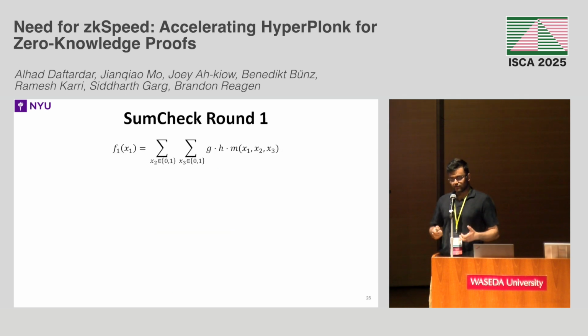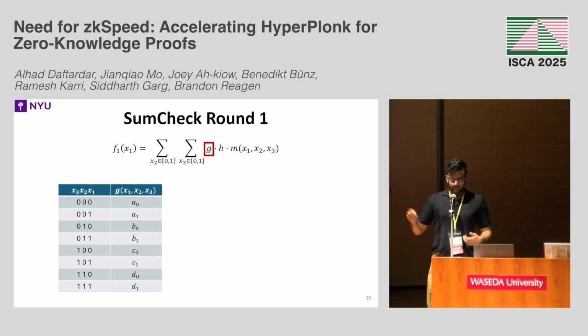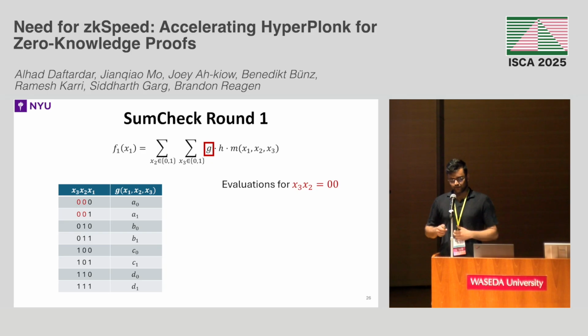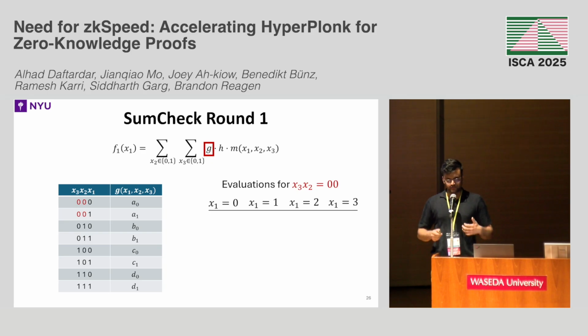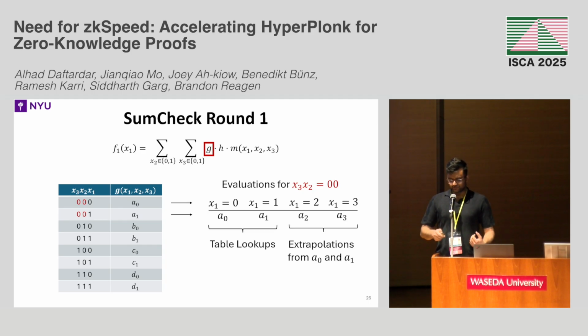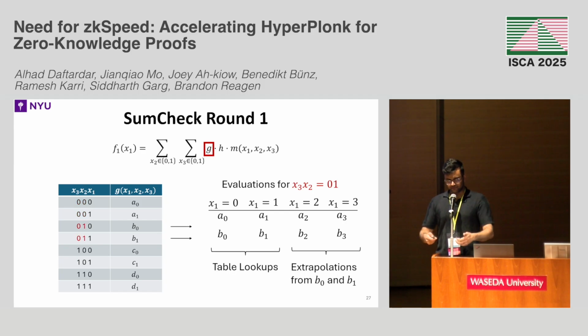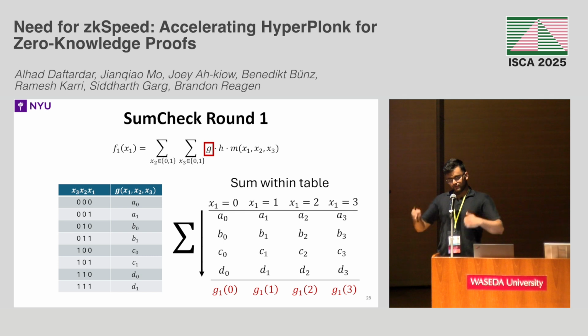So how does this work? What does the data flow look like? I'll first explain the first polynomial as an example. You might have a table that looks like this. We're going to iterate over different values of x3 and x2. So we'll start at 0, 0, and we want to construct the evaluations at 0 to 3. First, we perform a table lookup to generate the first 2 values, and then we extrapolate the remaining values from those first 2 values. We repeat this for the next instance of x3 and x2, and so on and so forth, after which point we have to accumulate these values vertically to get the polynomial evaluations for the first function, g1.